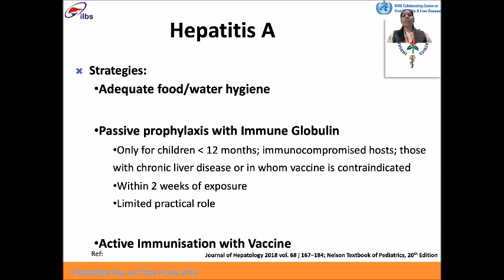So passive prophylaxis with immunoglobulin can be given only for children who are less than 12 months, who are immunocompromised, and who are within 2 weeks of exposure or limited practical exposure.